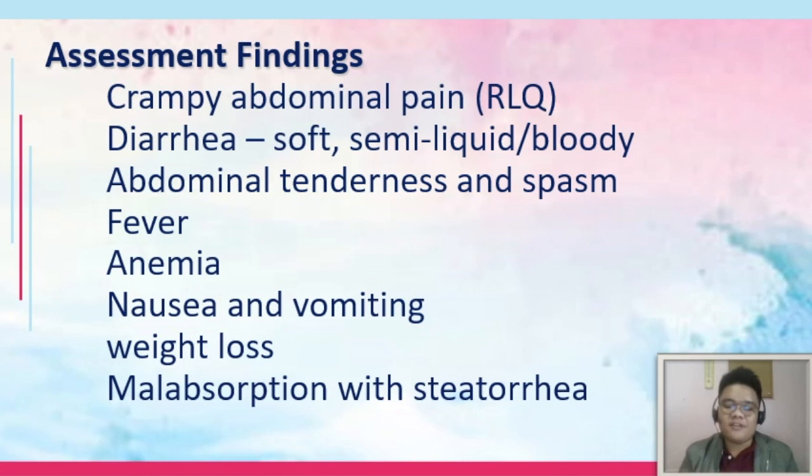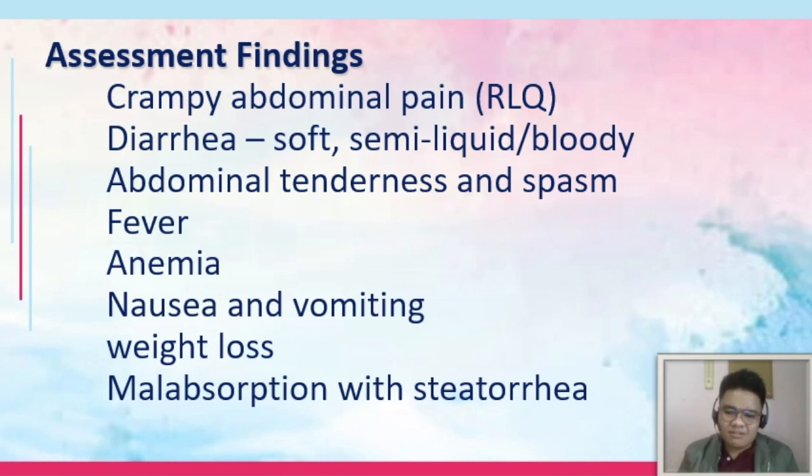Okay, assessment findings. The pain will be prominent on the right lower quadrant because remember, the main area affected here is your ileum. There will be diarrhea. However, the diarrhea seems to be soft, semi-liquid. Okay, there is blood in it. Why is it considered to be semi-liquid? Consider that the effect is on the small intestine. If the parts affected are on the small intestine, there is still an opportunity for the fluid to be absorbed in the large intestine. There is abdominal tenderness and spasm.